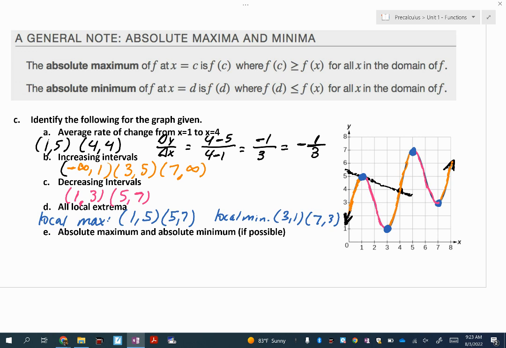So when it says if possible, they're just thinking, is the function going up and down forever? So I'm going to write that there are no absolute maximum or minimum.